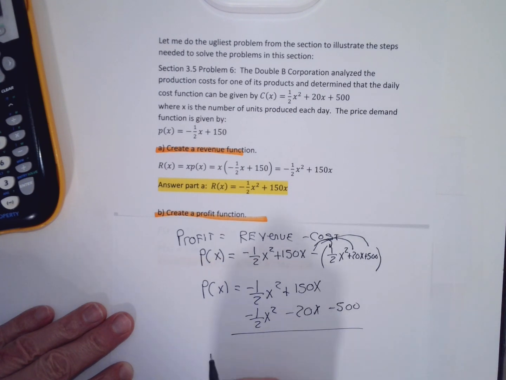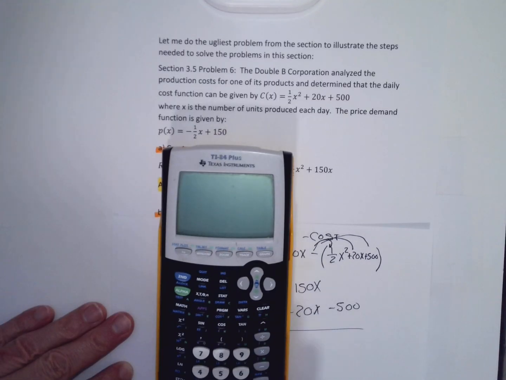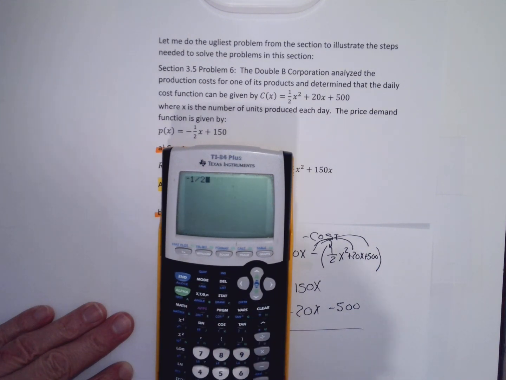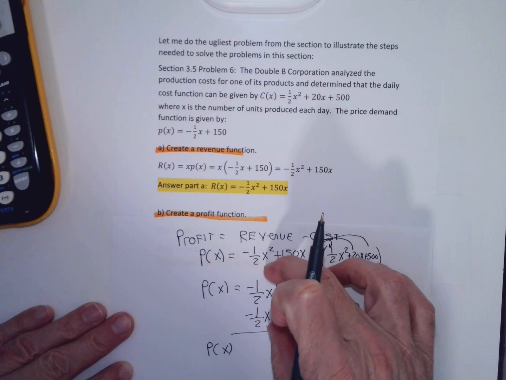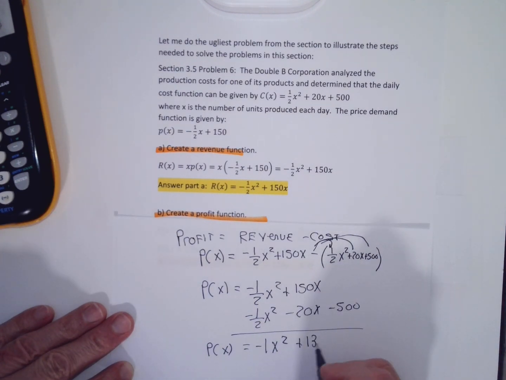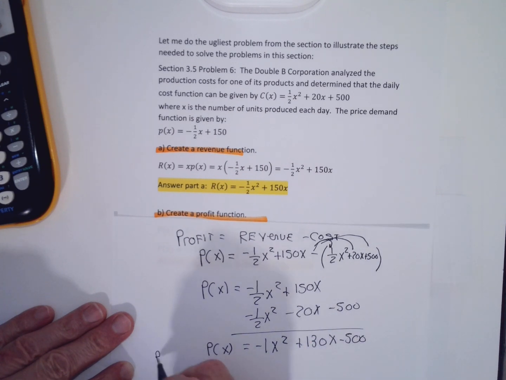Now I'm going to combine these. The coefficients of the X squareds are both negative, so I'm going to add them and keep them negative. Negative 1/2 minus 1/2, or negative 1/2 plus negative 1/2, is going to give me negative 1 X squared. And then these X terms have opposite signs, so I'm just going to subtract and get 130X. And I'm going to bring down the minus 500. This is going to be the profit function that I'm asked to find in problem 6.